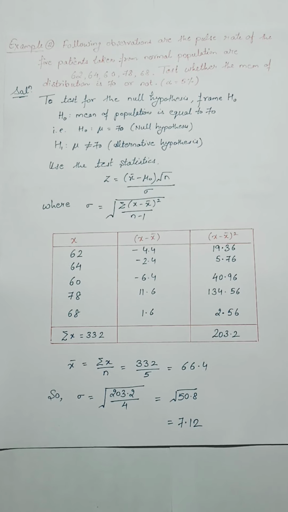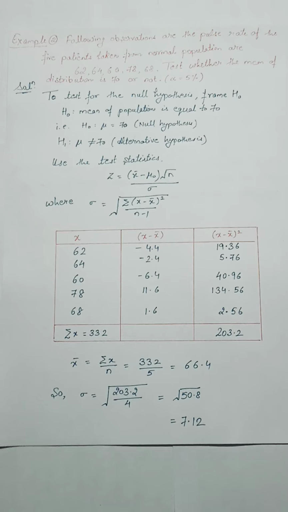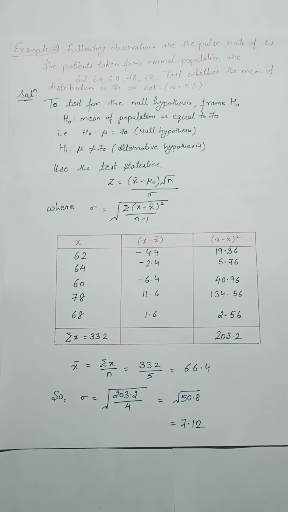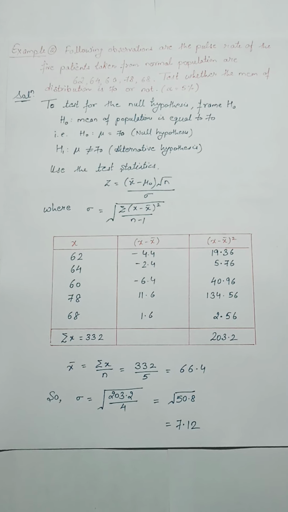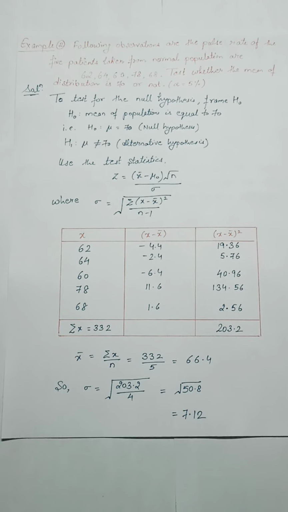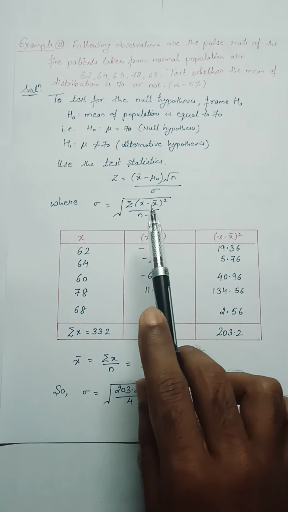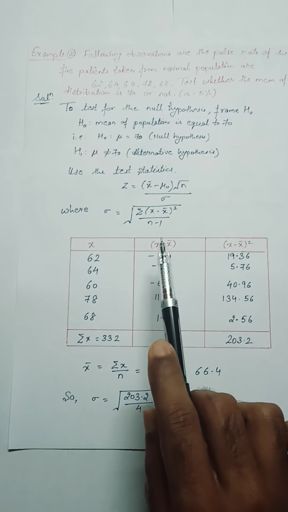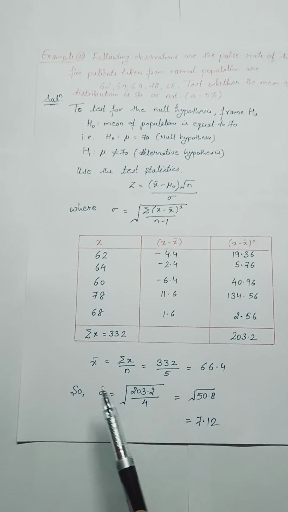So let us use the z test. Z equals (x bar minus mu naught) into square root n upon sigma. Sigma is not given to us, so let's find sigma by the formula, square root of summation of (x minus x bar) whole square upon n minus 1. These are the values of x. We need (x minus x bar) whole square in the formula, so let's first find x minus x bar. But x bar, the mean, is also not given to us, so let's find out the mean.